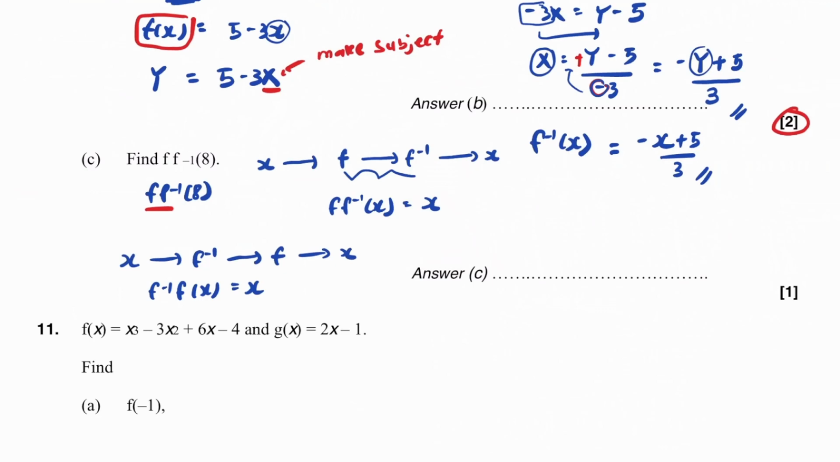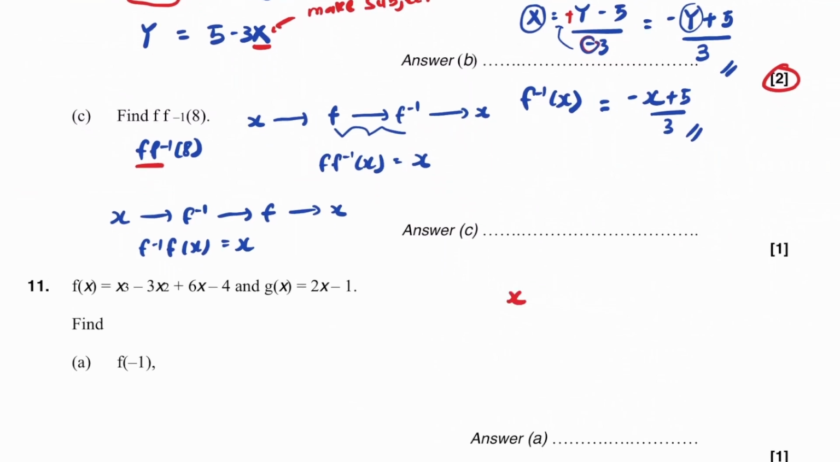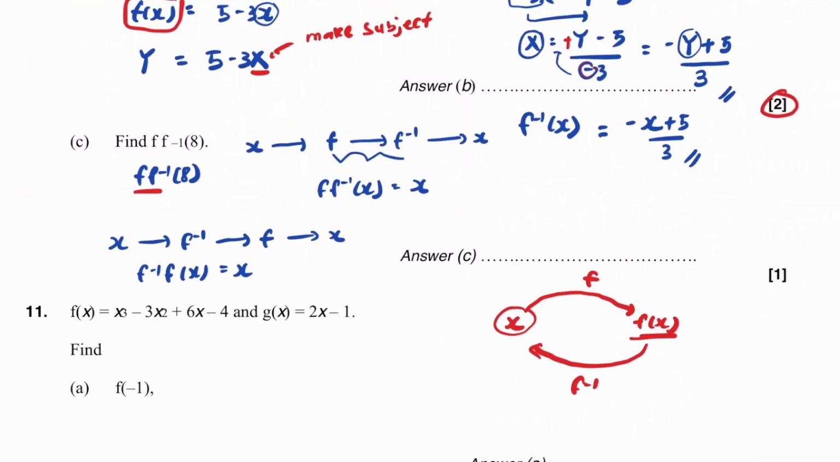When you are doing the inverse, you are basically going back. So the relationship is like this. From here you are using the f function, and with the inverse function you're basically going back to x. So you can clearly see that here this is 8, so the x should be equivalent to 8.